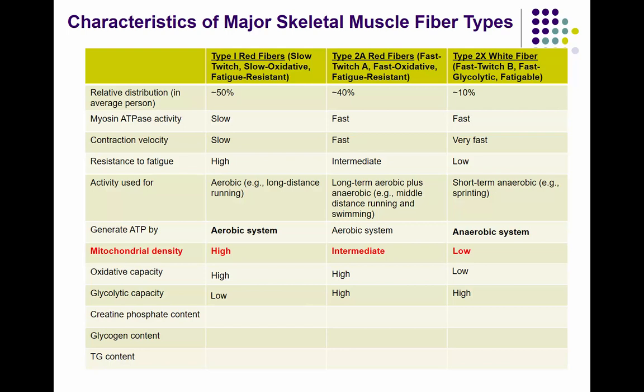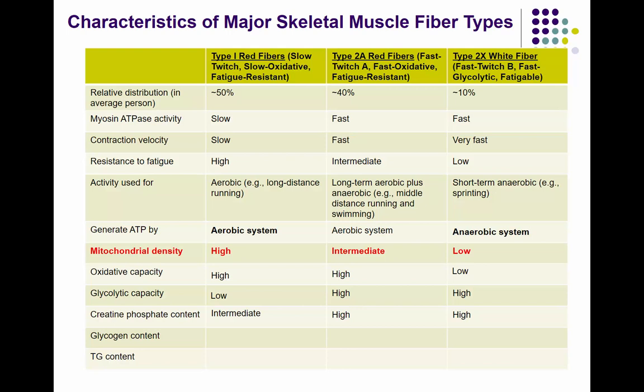So what do you think will make sense? Which type of fibers will have a higher creatine phosphate content? Which type? Type 1, 2A, or 2X? 2X, yes, excellent. So 2X, right, should have a higher creatine phosphate content. So type 1 is low, type 2A intermediate, and type 2X has high creatine phosphate, right?